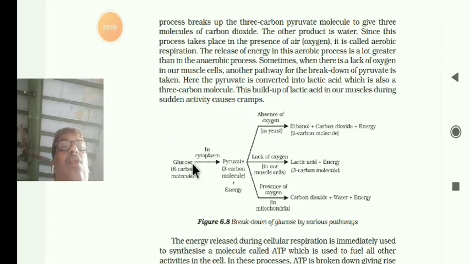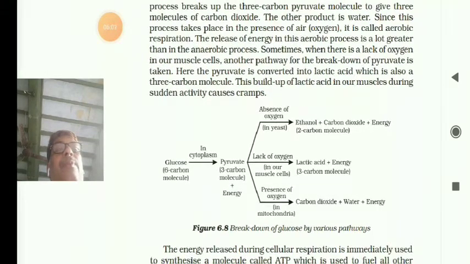See, glucose, a 6 carbon molecule. In the cytoplasm, it converts into pyruvate, P-Y-R-U-V-A-T-E, a 3 carbon molecule. Then here, energy is produced. The first way is this: glucose is converted into pyruvate.